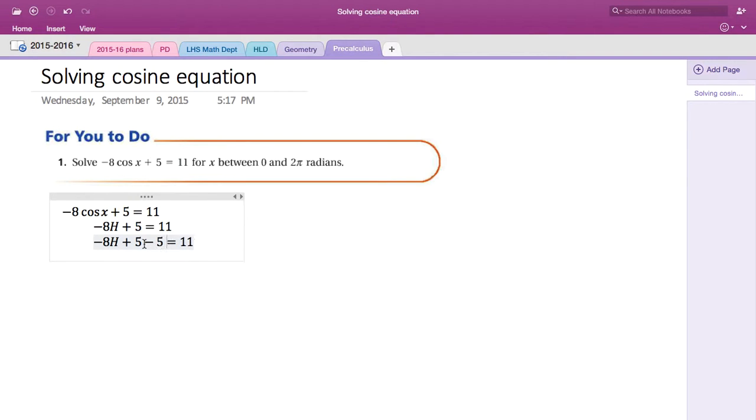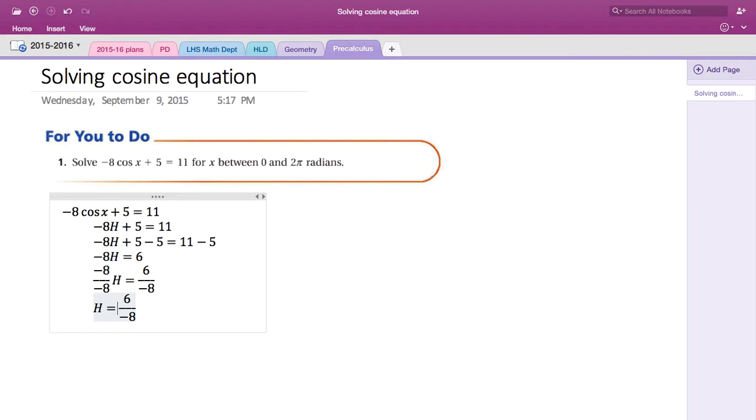Well, we're going to subtract 5 from both sides. That way, this part will be 0, and this part will be 6. And what do we do after this? Take that equation and divide by negative 8. And divide this by negative 8. Then this part will be 1.